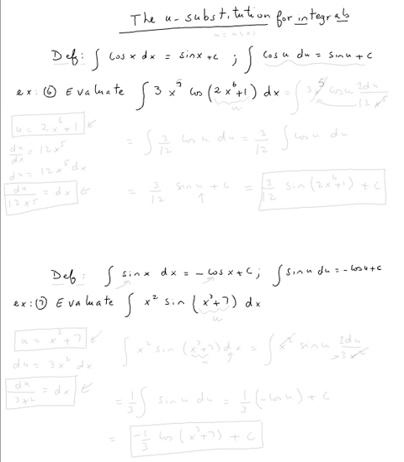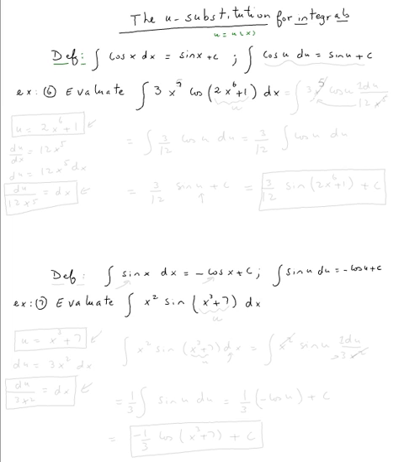The topic here is the u-substitution for integrals. So, definition: the integral of cosine of x dx is sine x plus C, we know that. But it's the same thing, the integral of cosine of u du is sine of u plus C. Of course, here we're assuming u is some function of x.